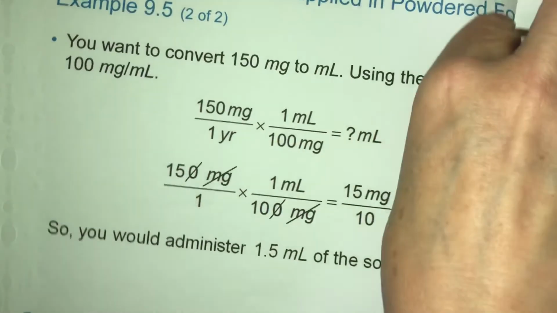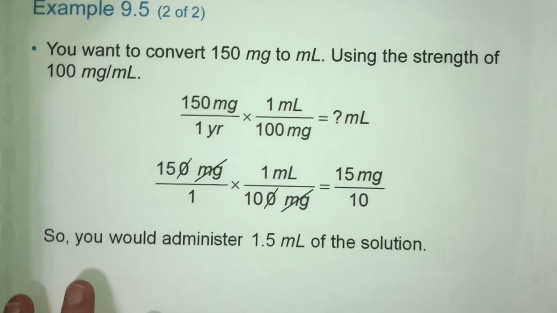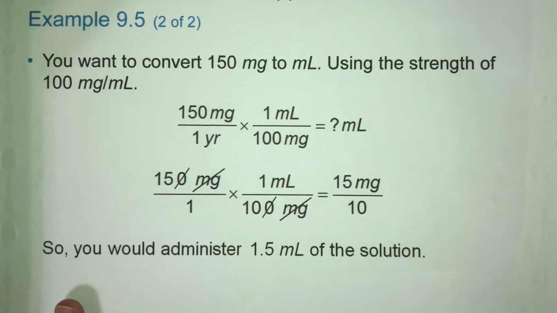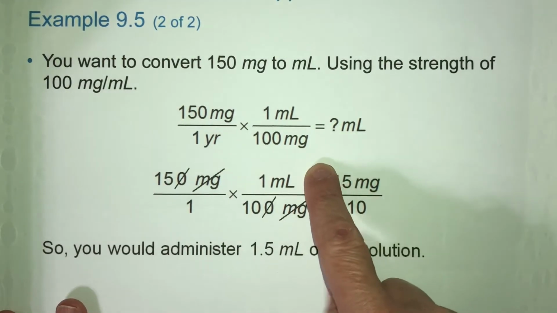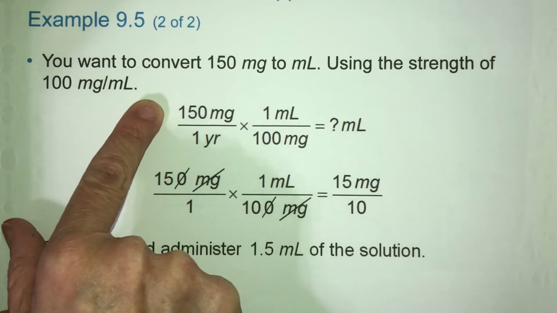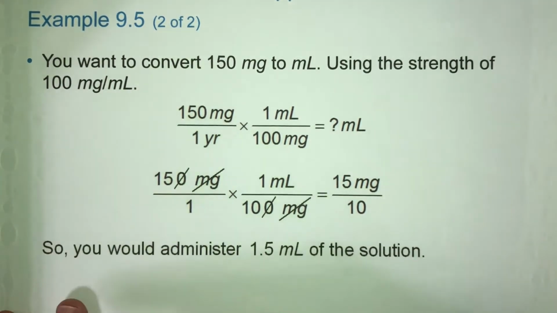Look at where they did this. And they did essentially what we did, okay? This was the strength of the mixed drug. This is how much we wanted to end up with. They multiplied on the left, we multiplied on the right, same difference. They end up with 1.5 milliliters of the solution. Okay.